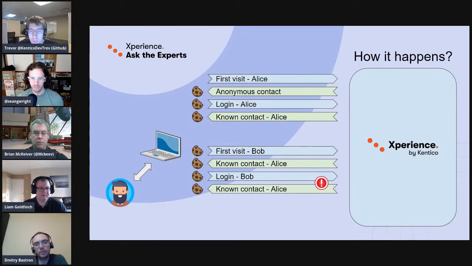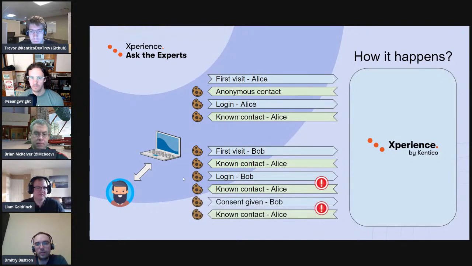I think at this point in time, most of the developers and most of the CMS users would probably expect that upon login, Bob will be recognized as a known contact, but as a different contact. However, by default, it's not true, and this is where this exact behavior happens. Upon login, Kentico will not merge. The contact will still be one contact, Alice, but it will assign both users to this contact.